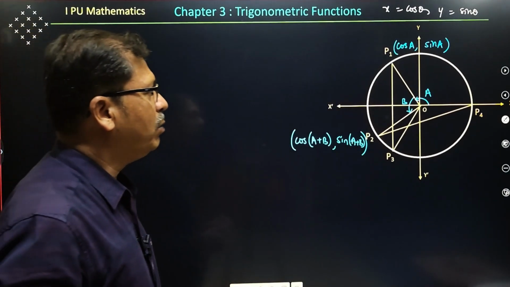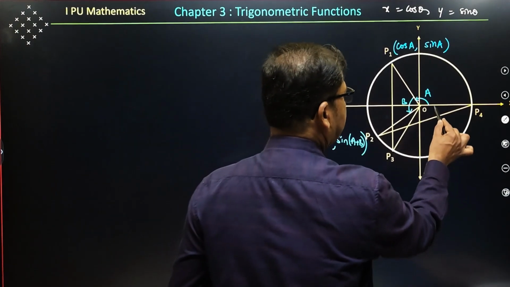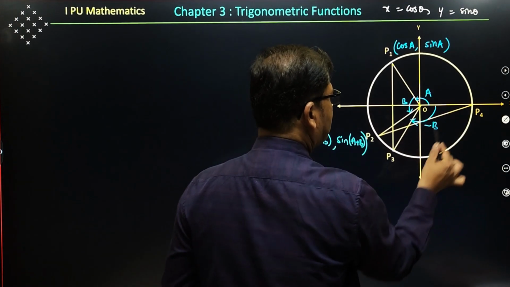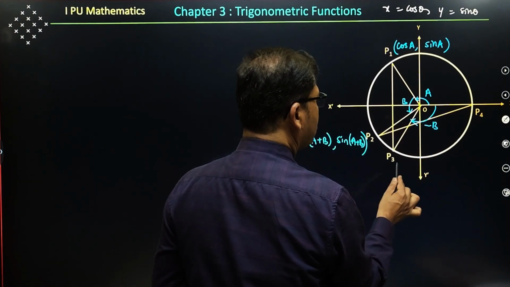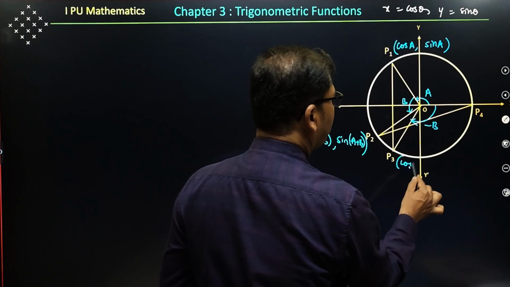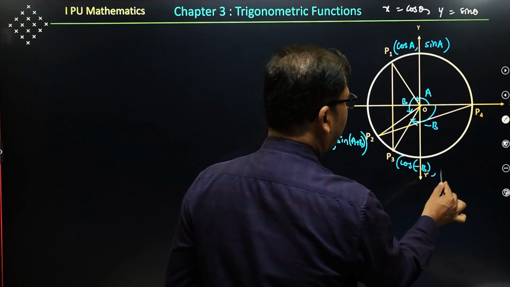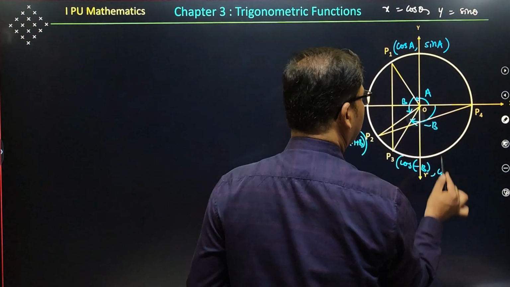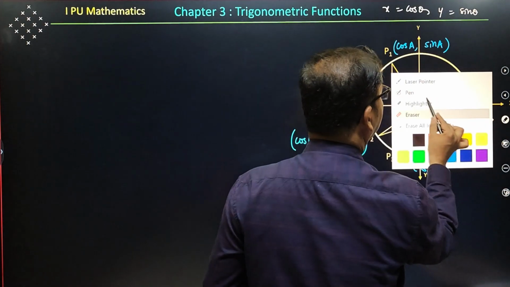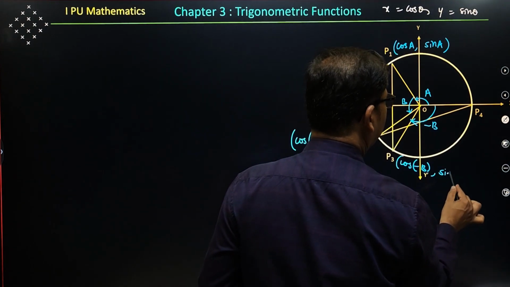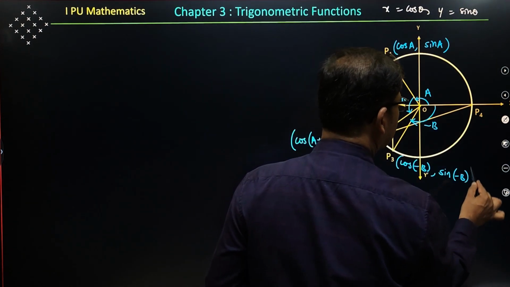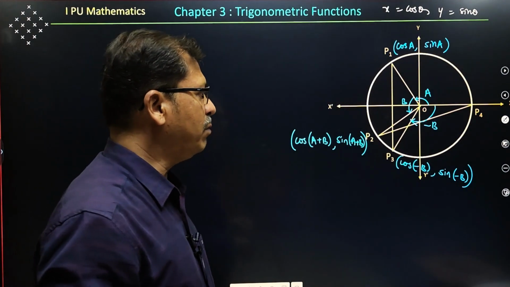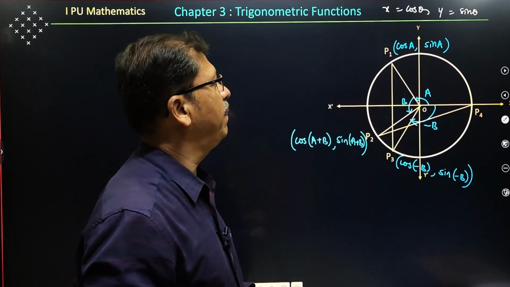Next, what about P3? See, this angle from the x-axis is minus B. That's why P3 is nothing but cos of minus B, comma, sin of minus B. The central angle is B, but it is in clockwise direction. That's why it becomes sin of minus B.